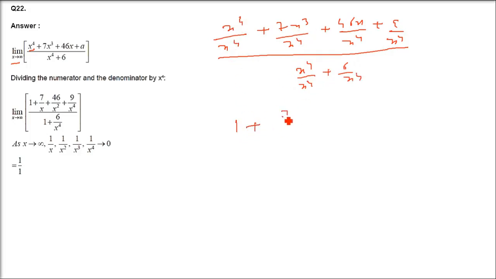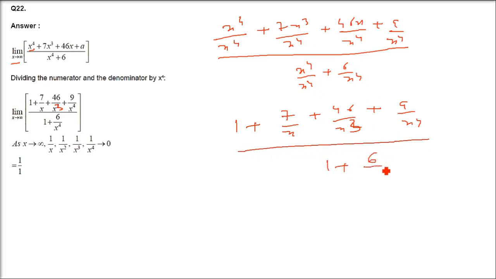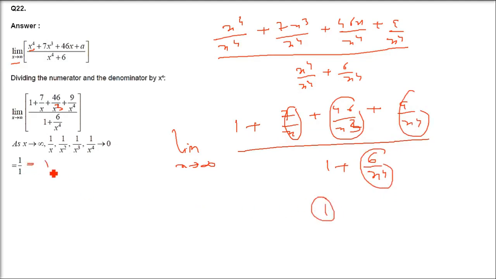Now this is going to be 1, this is going to be 7 by x. This is 46 by x cube. It's not x square, it's x cube. And then we have a by x to the power 4. The denominator is going to be 1, x4 by x4 is 1, and plus 6 by x4. Now wherever you have x in the denominator, limit x tends to infinity, that particular term is going to be 0. This is 0, this is 0, this is 0, and 6 by x to the power 4 will be 0. So 1 and 1 is left, 1 by 1 is 1. This is going to be your answer, 1 by 1.